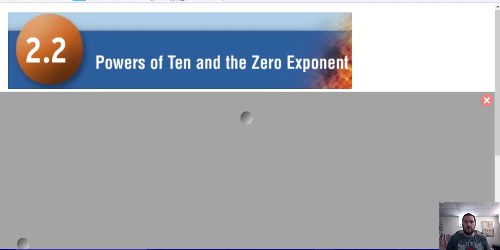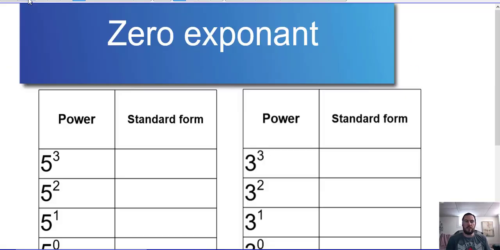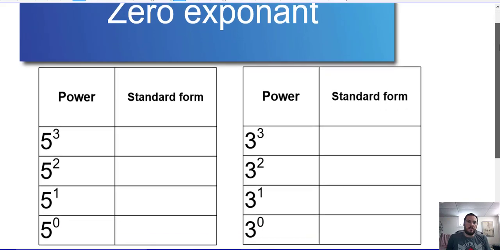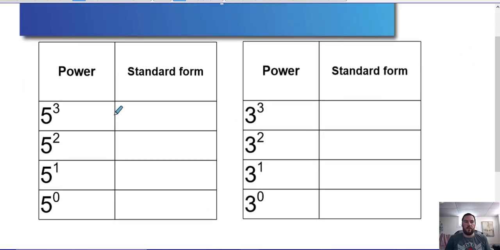So in order to understand what happens when I take a power, say 3, and put it to the exponent 0, let's first look at some powers that we do know how to evaluate. So here are some examples of some powers we know how to do: 5 to the power 3, and 3 to the power 3, 5 to the 2, 3 to the 2, and so on and so on.